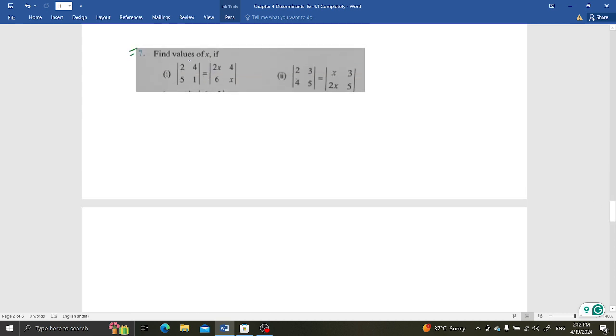Actually, they are saying that for what value of x these two determinants, this is one determinant, this is another determinant, are the same. Actually, we can observe that this is also a real number, and from here we get a quadratic expression if we are solving. So ultimately we get a quadratic equation, and we need to find the values of x which satisfy the given quadratic equation.